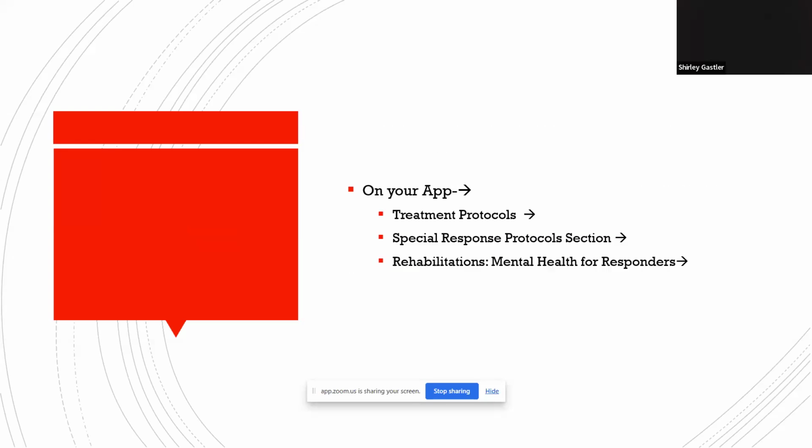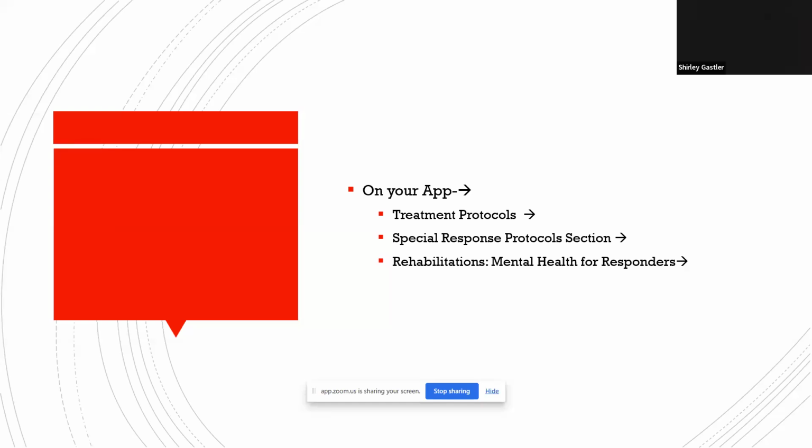But I did want to put a quick plug in for the mental health protocols. I know everybody has the protocols and probably knows about it, but this specifically is how you get to the mental health protocols on your app. As far as I know, we're the only medical direction that has a mental health protocol specifically for our providers.